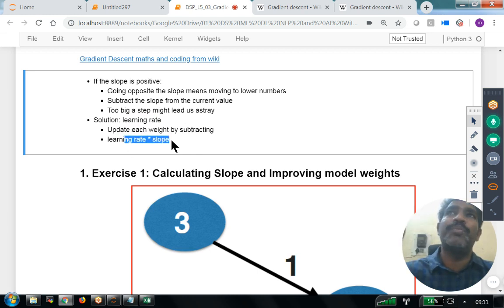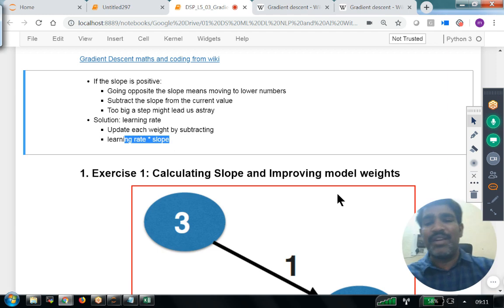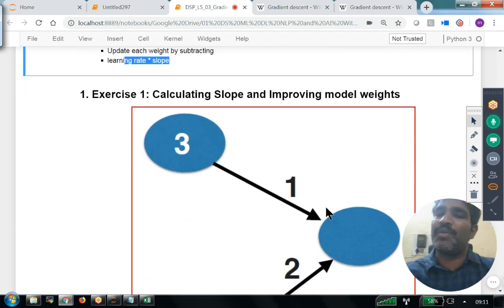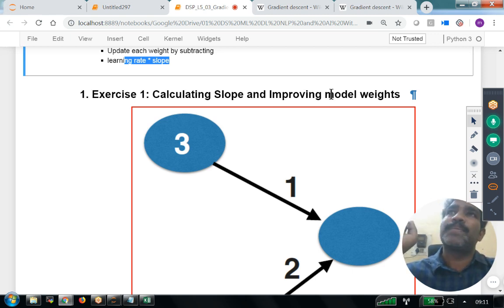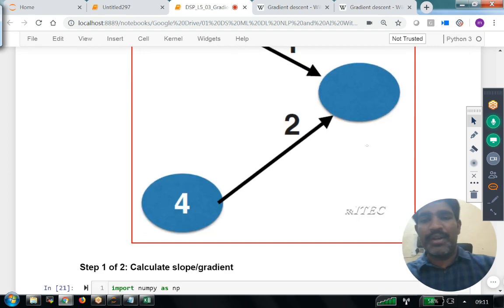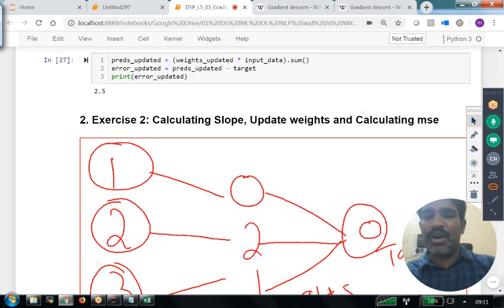So first we have to calculate the slope, then multiply it with the learning rate, and use that to subtract from the weights. That we'll try to do for this diagram. Tomorrow we'll calculate the slope and see how to improve the model weights using the gradient. Okay? Any questions? If time permits today, just walk through this one.